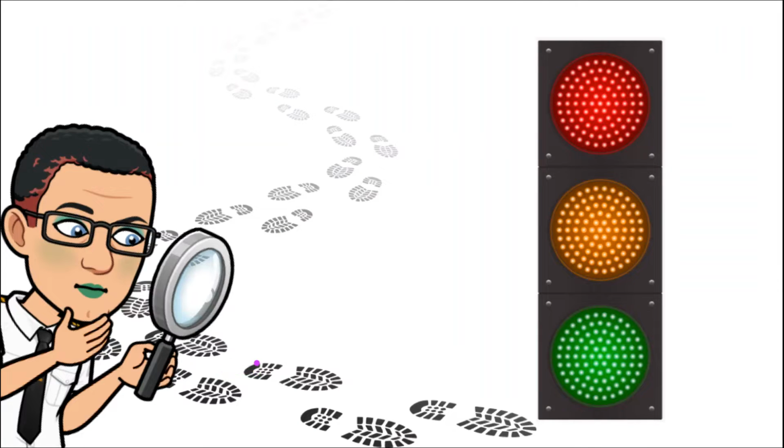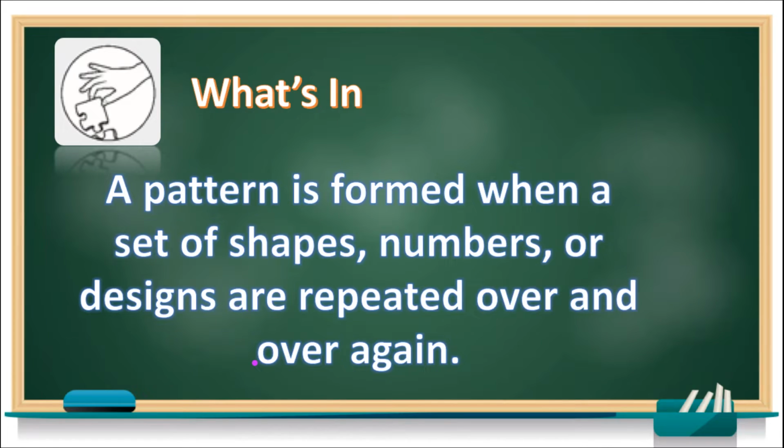Now, before we proceed with our lesson, let us first take a look back at what we have learned from our previous lesson. Remember in our discussion that a pattern is formed when a set of shapes, numbers, or designs are repeated over and over again. Let us first have a short activity to refresh your minds on what you have learned in our previous lesson. Let's answer the missing value in the sequence and identify the pattern rule.